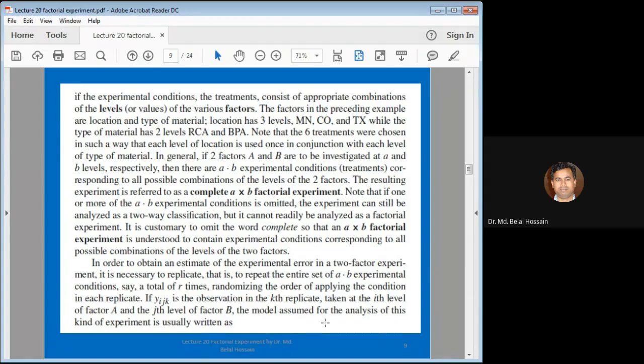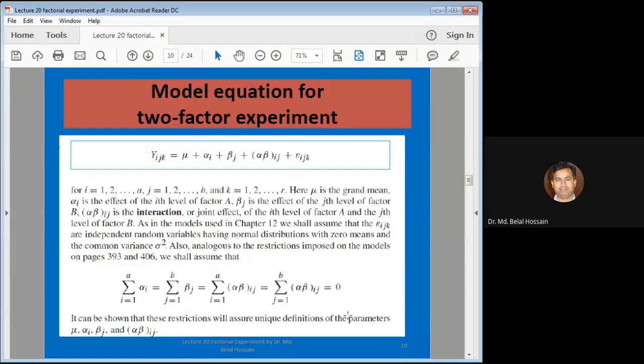The model for the analysis of this kind of experiment is really written as Yijk equals mu plus alpha i plus beta j plus alpha beta ij plus eta ijk. Okay, so this is the observation, i equals 1 to A, j equals 1 to B, and k equals 1 to R. So i is the suffix for the first factor, j is the suffix for the second factor, and k is the suffix of the replication. Okay, it is up to R.